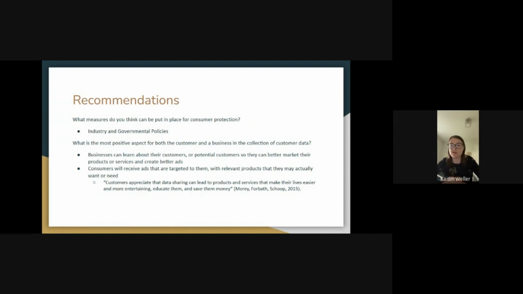One of the articles we read this week made a really good point related to this. Customers appreciate their data sharing that can lead to products or services that may make their lives easier and more entertaining, educate them, or save them money. So if businesses can use that information to target their ads to consumers, to make those products shown to consumers make their lives easier, or educate them, or save them money, this is really something that will be beneficial to consumers and beneficial to businesses. This information just needs to be used in the proper way.